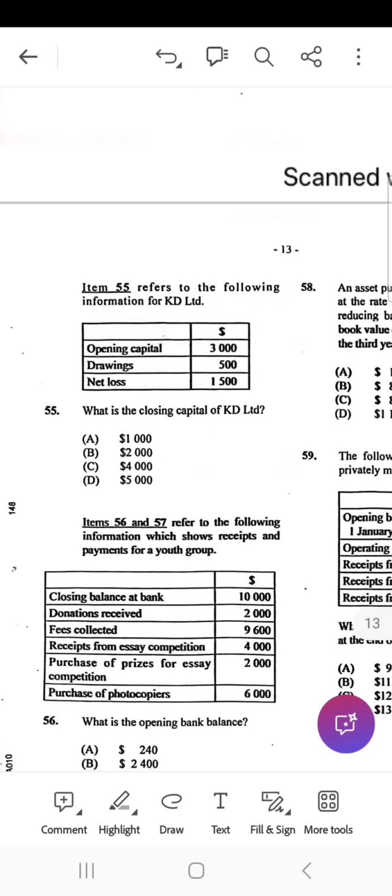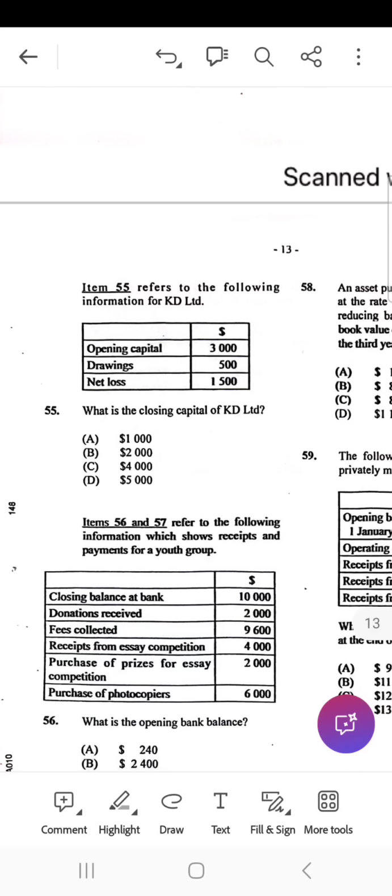Number 55. What is the total closing capital? Again, we see this question. I told you all, learn this formula. It came 3 times in January, and it's coming 3 times again in May, June. I told you all, don't say I didn't warn you all.